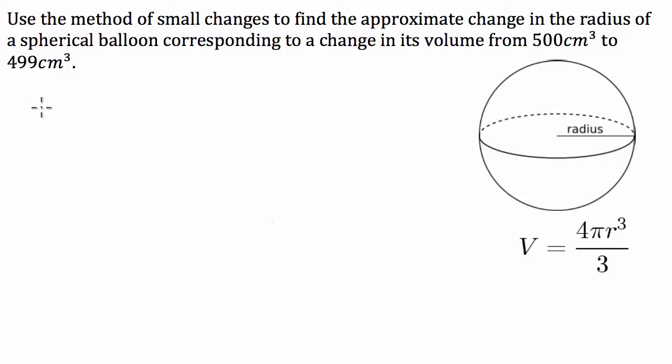So what we need to do here is define our method of small changes, or the incremental change formula. What it basically says is the incremental change, delta y divided by delta x, can be approximated by the derivative of y with respect to x, and this is for small changes in x.